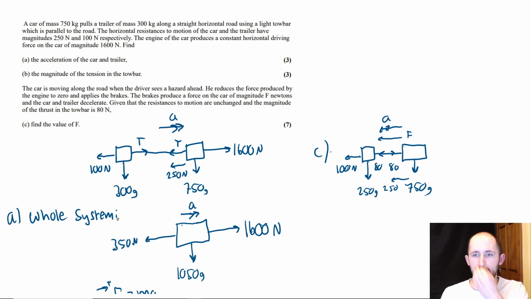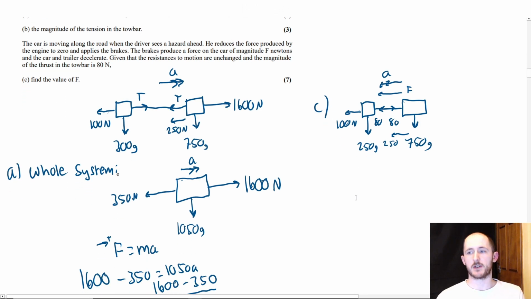Cool. Given that the resistances are unchanged and the thrust and tow bar, cool. Find the value of F. Okay, cool. So we have F and A. So what we're going to do here is we're going to need to resolve twice, okay? Because we don't know what F and A are.